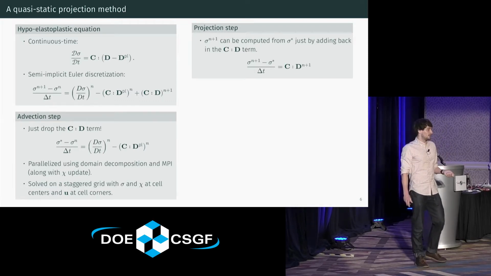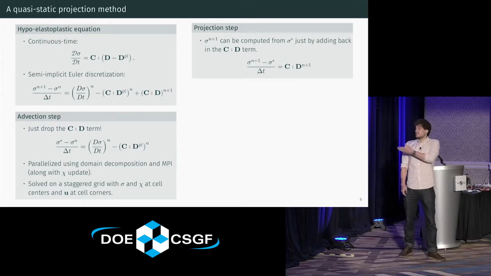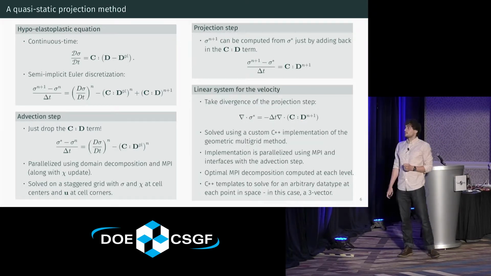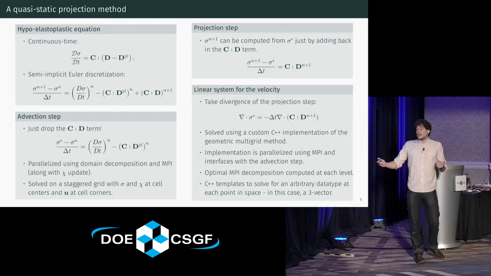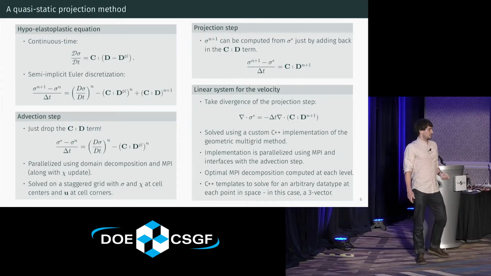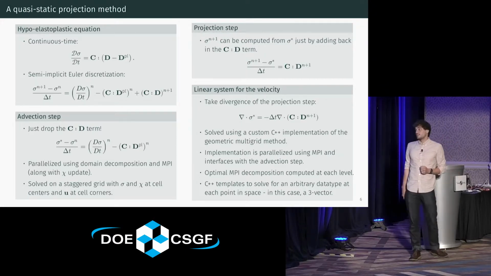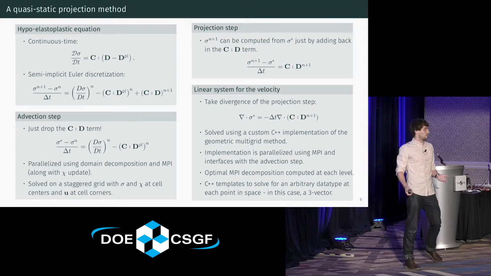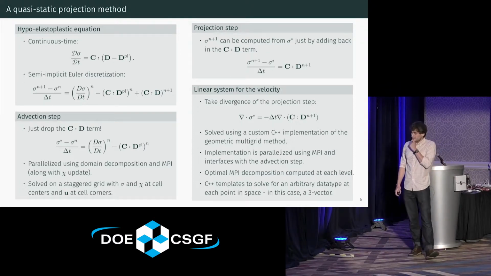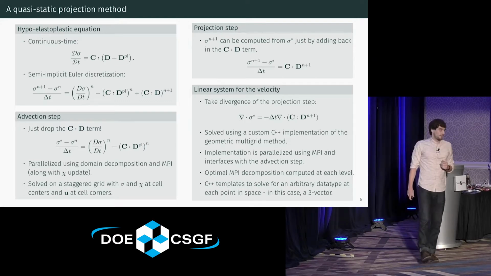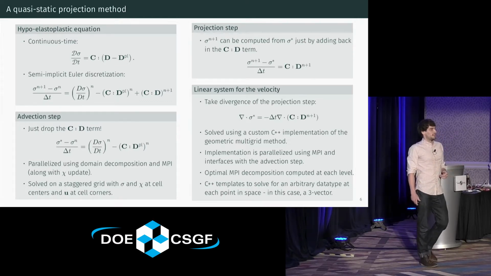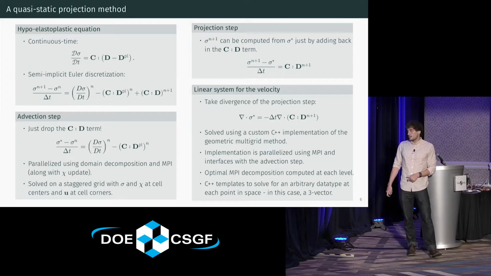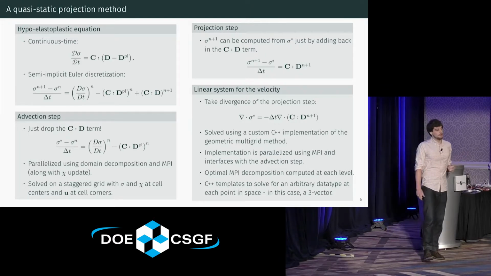And this is actually a linear system for the velocity field, because D just contains linear derivatives of the velocity field. C contracted with D is a linear operation, and divergence of that is a linear operation. So we can solve this using standard techniques of numerical linear algebra. The source term, divergence of sigma star, is known at this point, because we've already computed it. And we do this using the multigrid method. We wrote our own custom C++ implementation. It's also implemented in parallel, parallelized using MPI, and interfaced with our advection step.